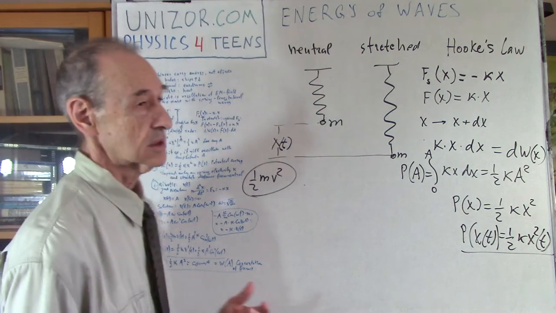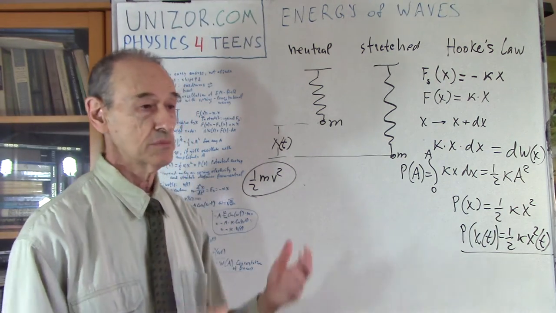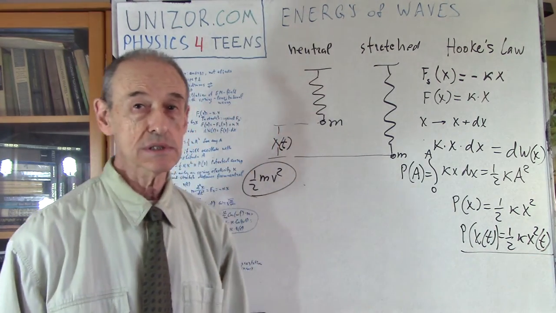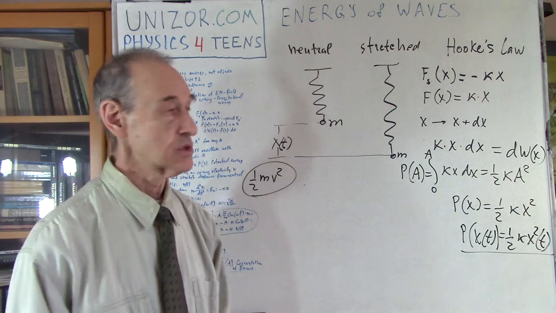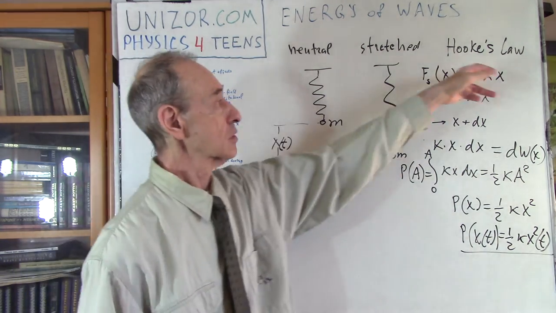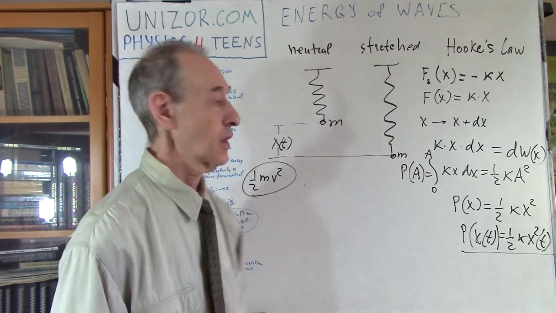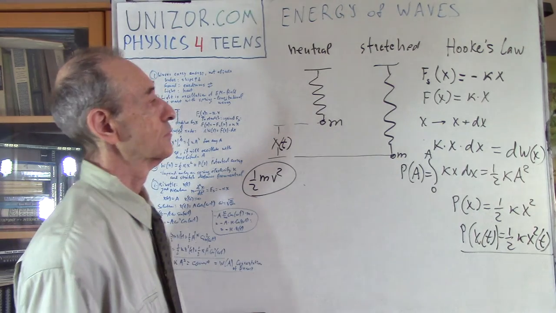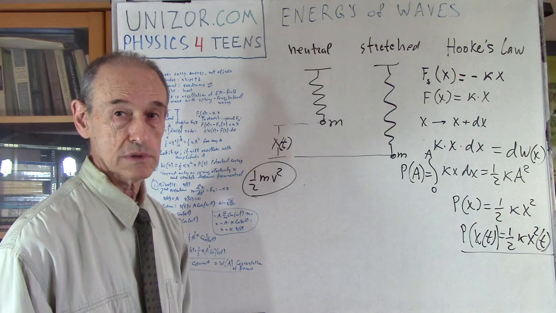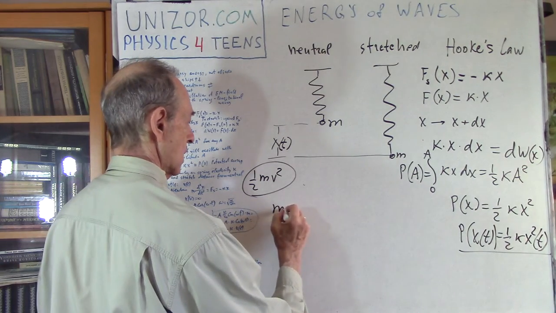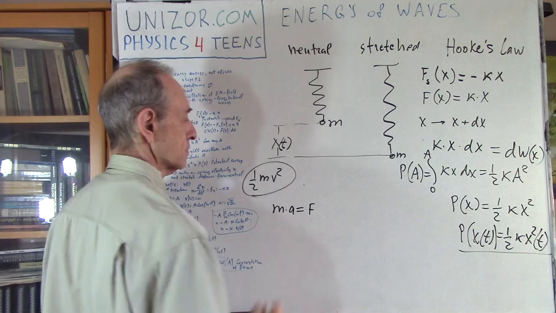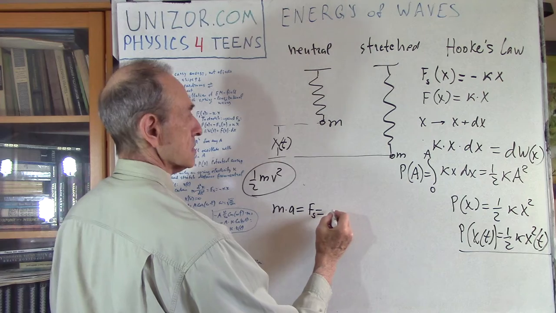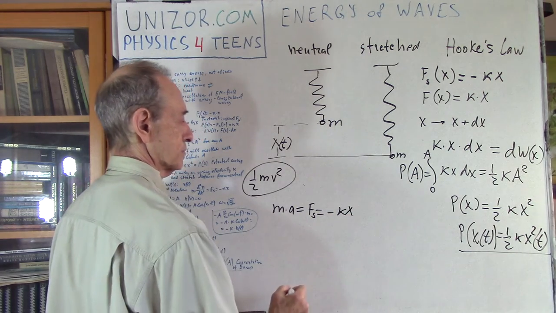Now, how can I determine my kinetic energy, my speed, etc.? I have to know this x of t. I have to know how distance is changing with time. So what do I know? I know Hooke's law, so I know the force which acts on the mass, this one. And I also know Newton's second law. Newton's second law says m times acceleration is equal to force, right? So I will use Fs here, and so this is minus kx of t.